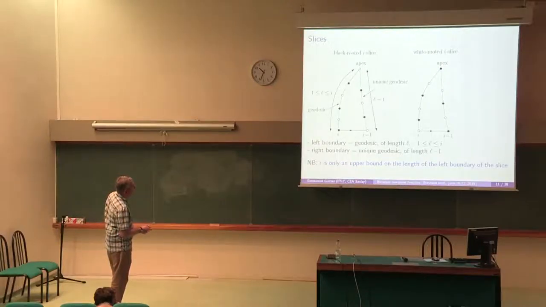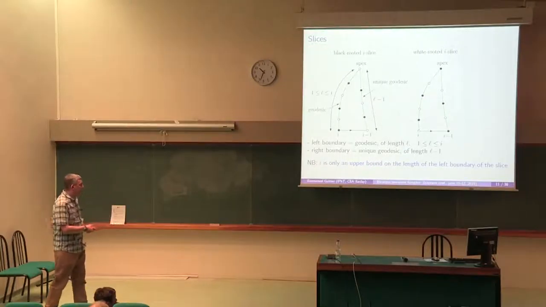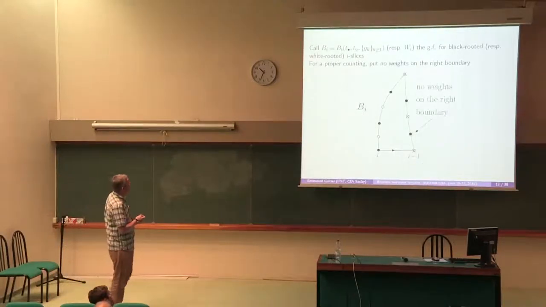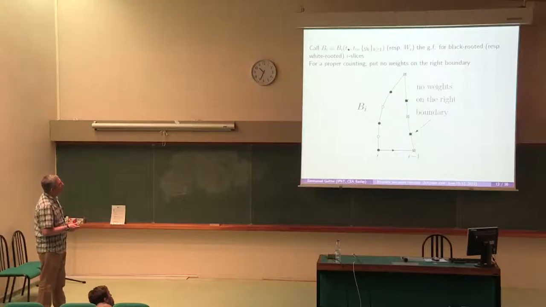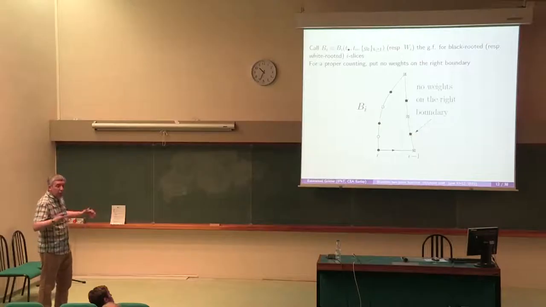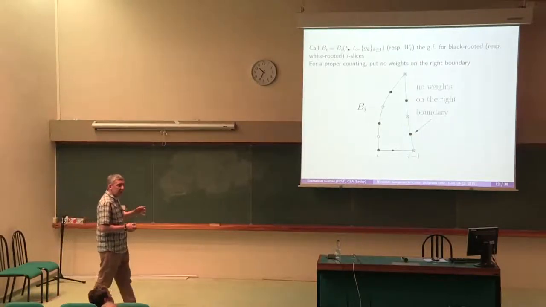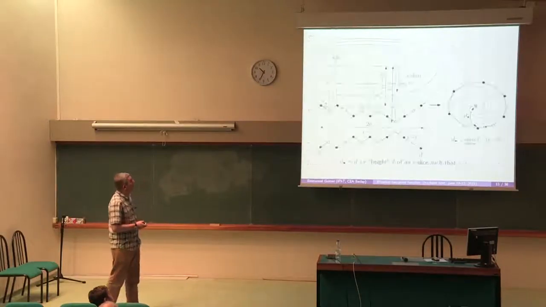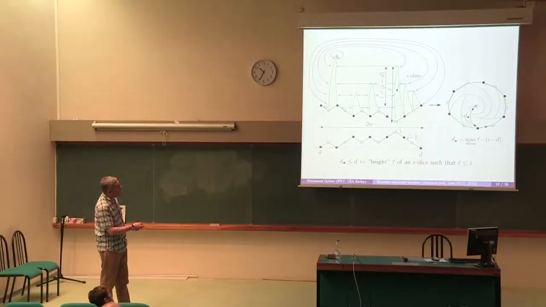Of course, I have black rooted I slices and white rooted I slices. And simply note that I is only an upper bound on the length of this boundary. So I call BI the generating function for these slices. I put the same weights as before, T black, T white, etc., and the faces get their weight, GK. But for proper counting of the map, I should put no weight on the right boundary, because upon gluing, each vertex of the boundary is part of both the left and the right boundary. So I decided to put weights only on the left boundary. If you do so for all slices, you realize that all the points get the correct weight, including this vertex, which gets no weight at all.